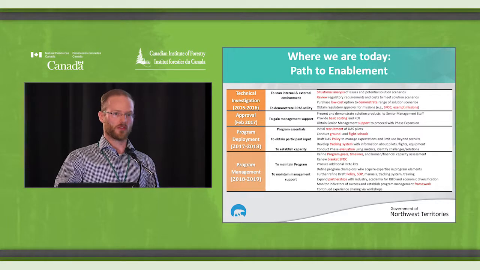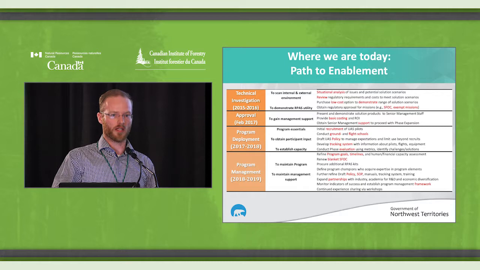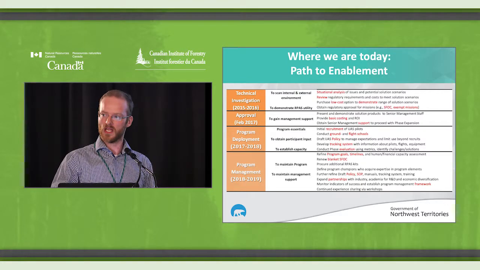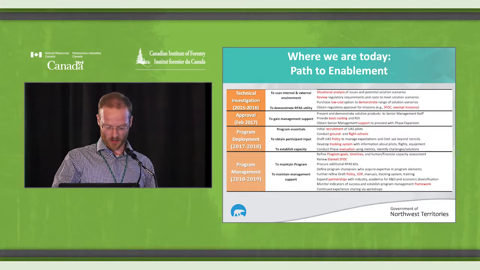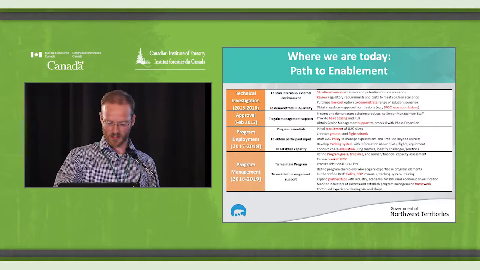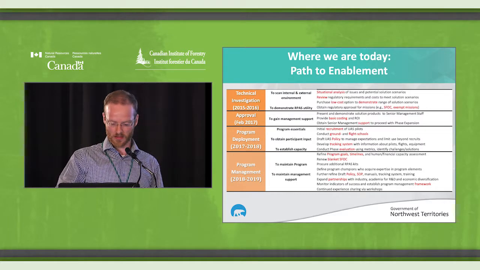Program essentials: it's the recruitment of pilots, it's the documentation, it's the ground and flight schools, getting a policy going in terms of managing expectations among pilots, what they can and cannot do, just to be a vehicle to follow the regulations. Tracking systems like we've discussed this morning in terms of pilot logs and flight logs and safety plans and all that stuff. And also program evaluation in terms of the metrics that are coming back to define some return on investments and impacts.